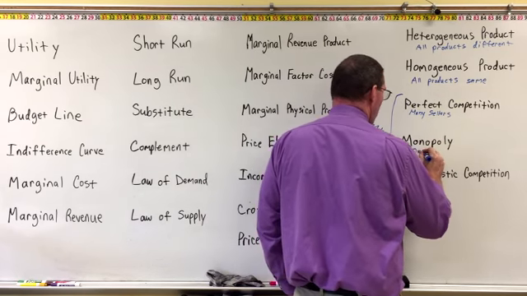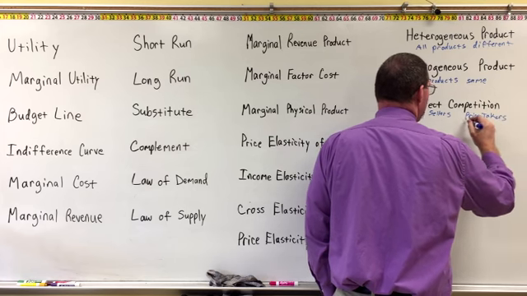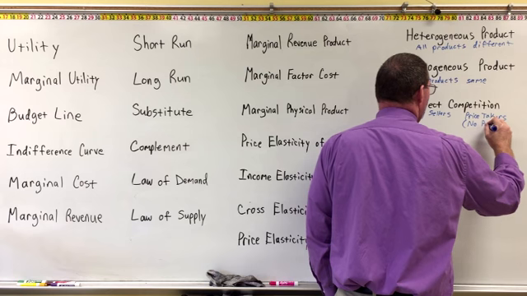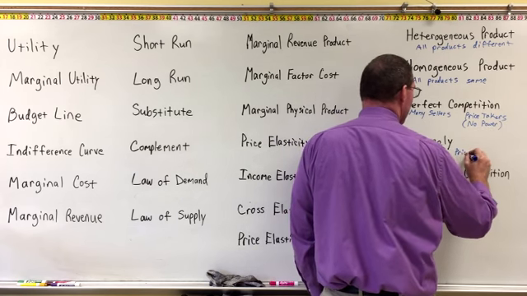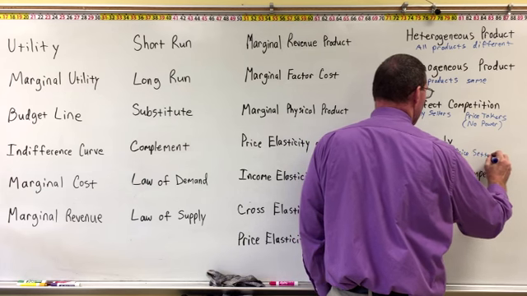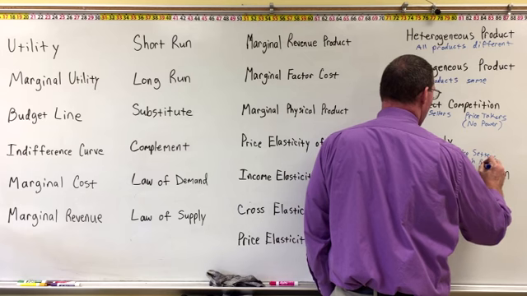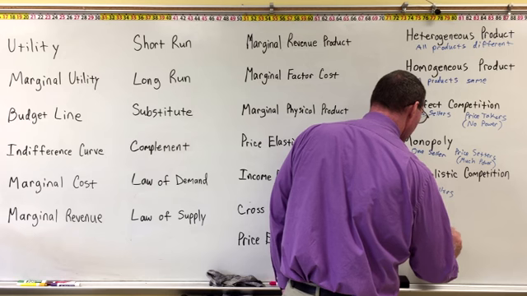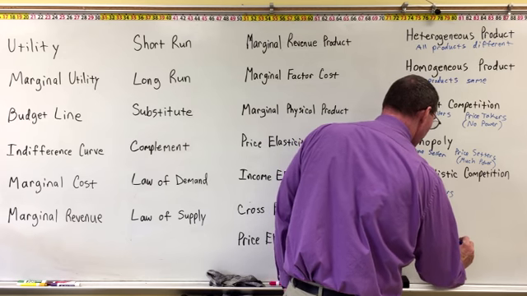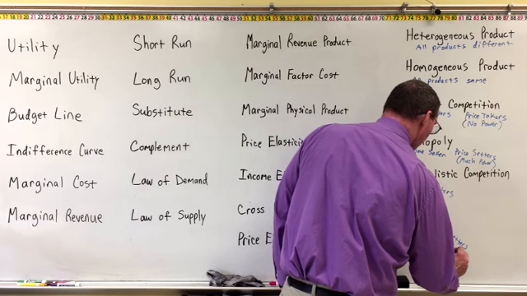As far as market power, in perfect competition, they are price takers, which means no power. They have no market power. In monopoly, they are price setters, which means they have much power. Similarly, oligopolies are price setters. They also have much power, much market power.